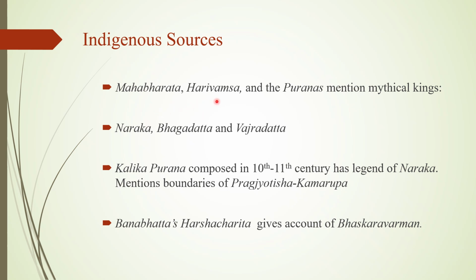So Mahabharat, Harivamsha and Puranas have mentioned mythical kings like Naraka, Bhagadatta and Vajradatta, okay. So this is what I was talking about, the mythical era, mythical works. Kalika Purana, composed in the 10th and 11th century, which is a much later date, okay, has the legend of Naraka and mentions the boundaries of Pragjyotisha and Kamrupa. So although it is a mythical account, it speaks about the Naraka legend, but it is a valuable source because we come to know that Pragjyotisha Kamrupa was there.